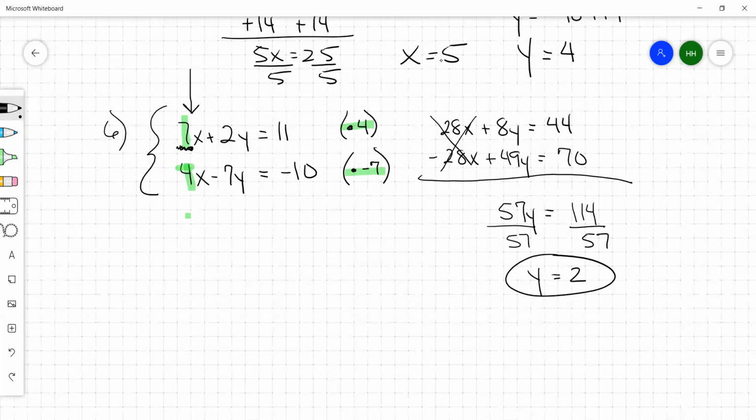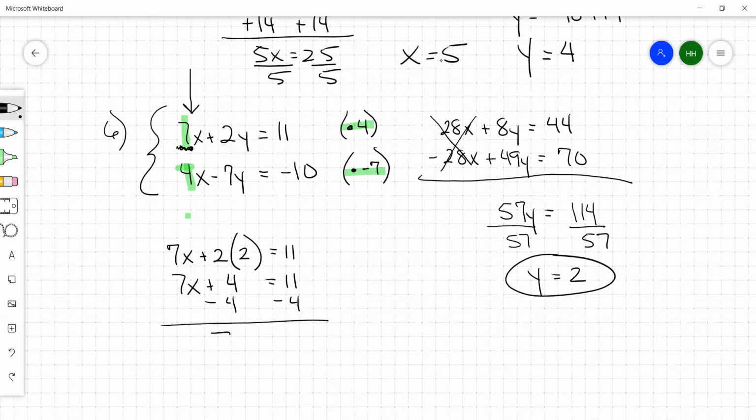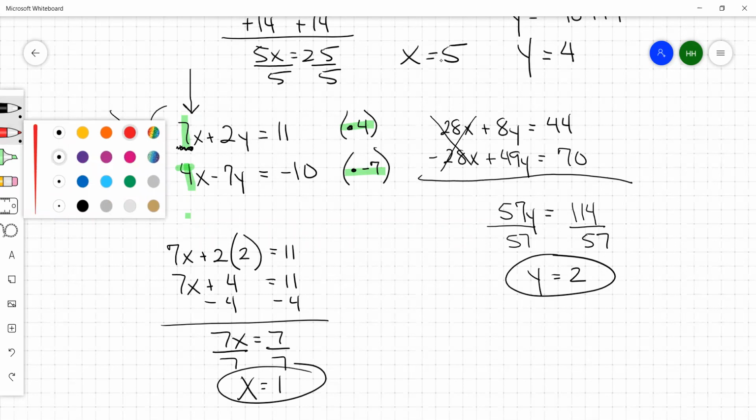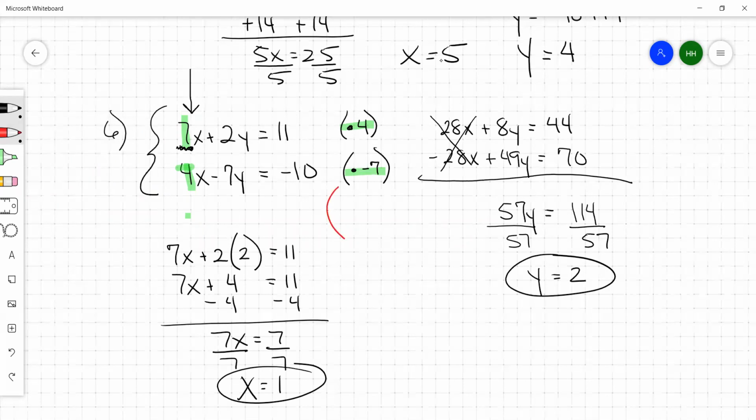If y equals 2, I'm going to substitute into this top equation because there are no negative signs. So 7x plus 2 times 2 equals 11. 7x plus 4 equals 11. Subtract 4. 7x equals 7, and divide by 7. So our x equals 1. So these two lines will intersect at 1, 2.